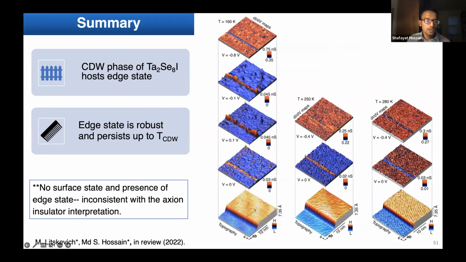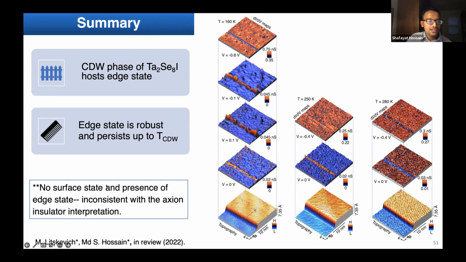All right. So in summary, we see an edge state in the charge density wave phase, and this is rather robust. It survives even at 250 Kelvin, below the charge density wave transition temperature.